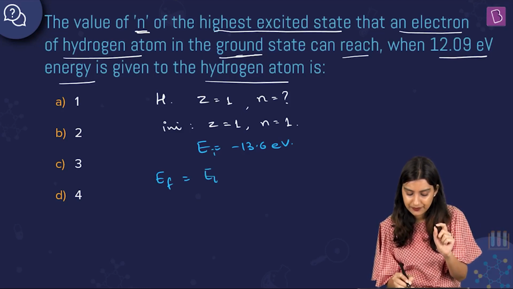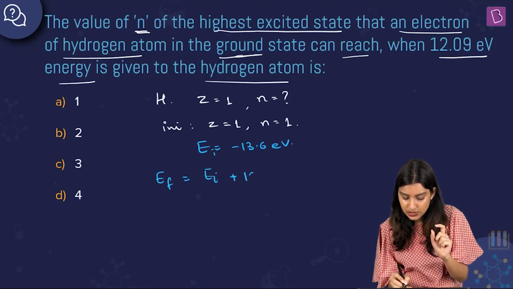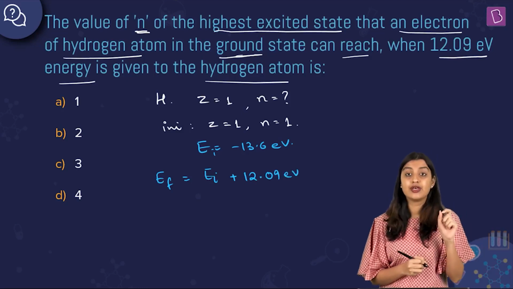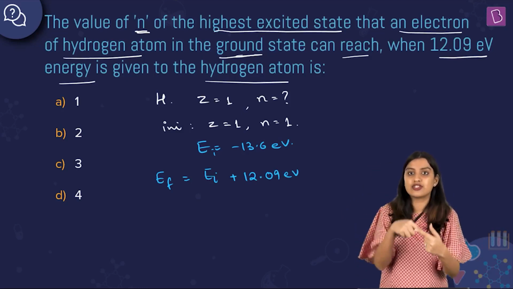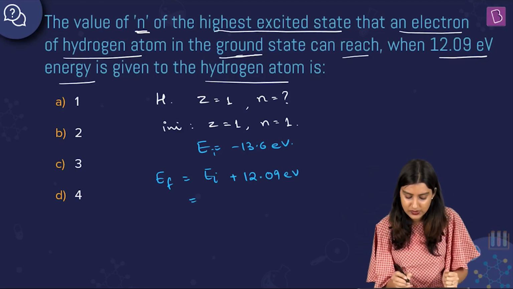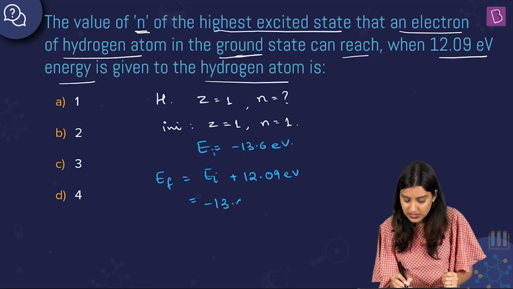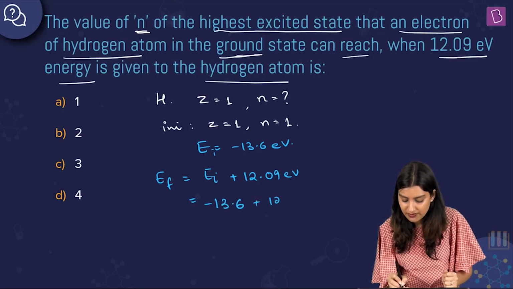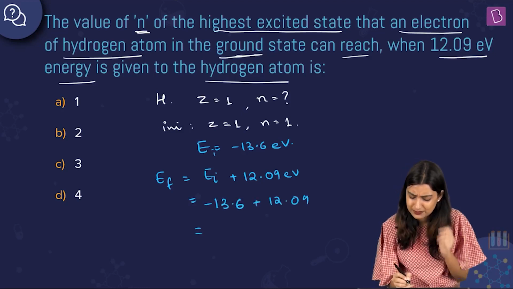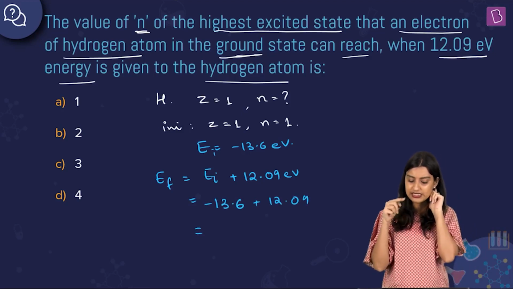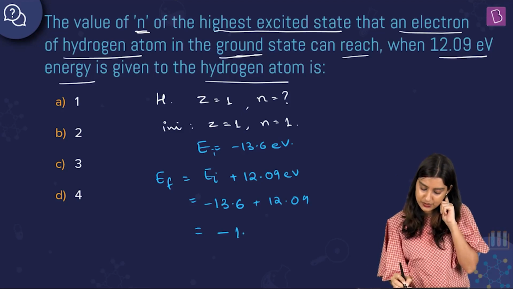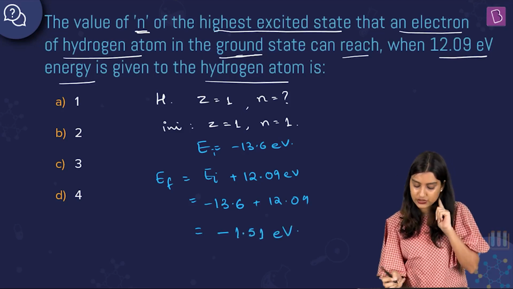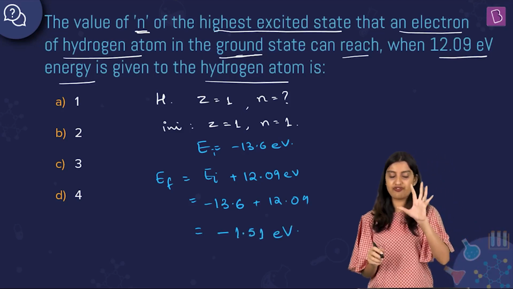Your E final is going to be E initial plus 12.09 electron volts of energy. So the final energy is going to be the initial energy of the electron plus the energy that we have supplied. Let's see what that comes out to. Minus 13.6 plus 12.09 electron volts. That's basically like saying 13.6 minus 12.09, which when you calculate, you get minus 1.51 electron volts. So this is your final energy.